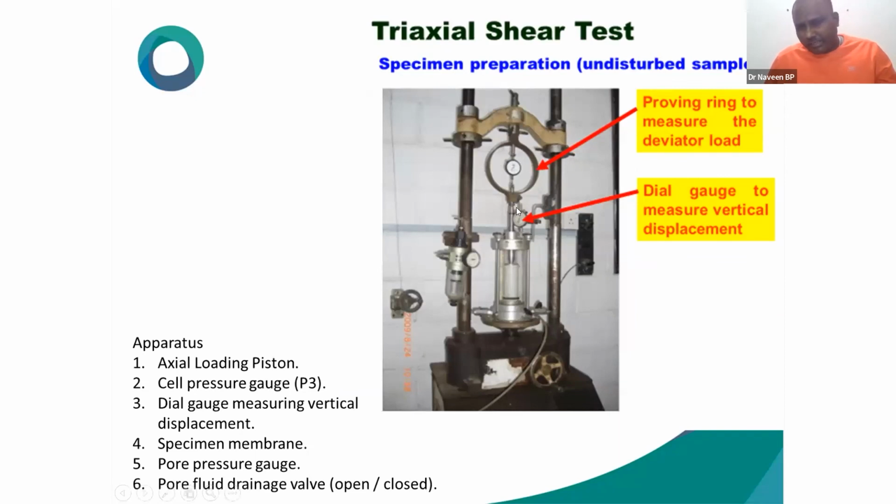See, now you can see this. You are applying a vertical load by the proving ring. This is the piston. This is the proving ring. Dial gauges are there. Here you have six components of the apparatus: axial loading piston, cell pressure, dial gauge measuring vertical displacement, specimen membrane, pore pressure gauge, pore fluid.